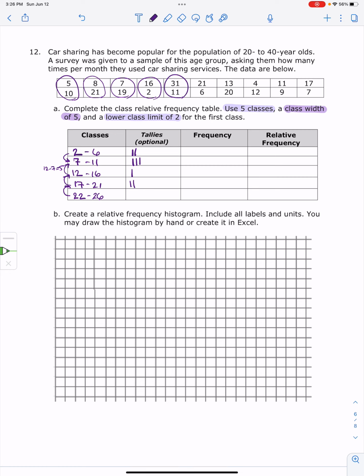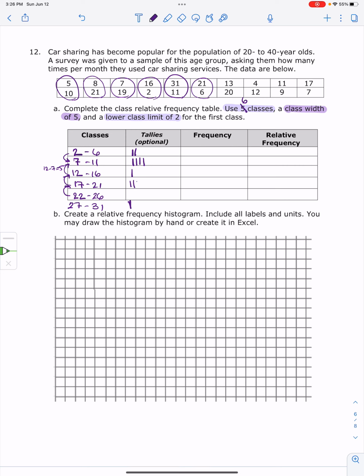31 and 11. And here's where my problem is. I don't have a class that includes 31, and I cannot just lump it into that last class. So we are creating a 6th class. And I'm going to change this to 6 classes. Okay. So now my 31 has a place to go. 11 goes into my 7 to 11.